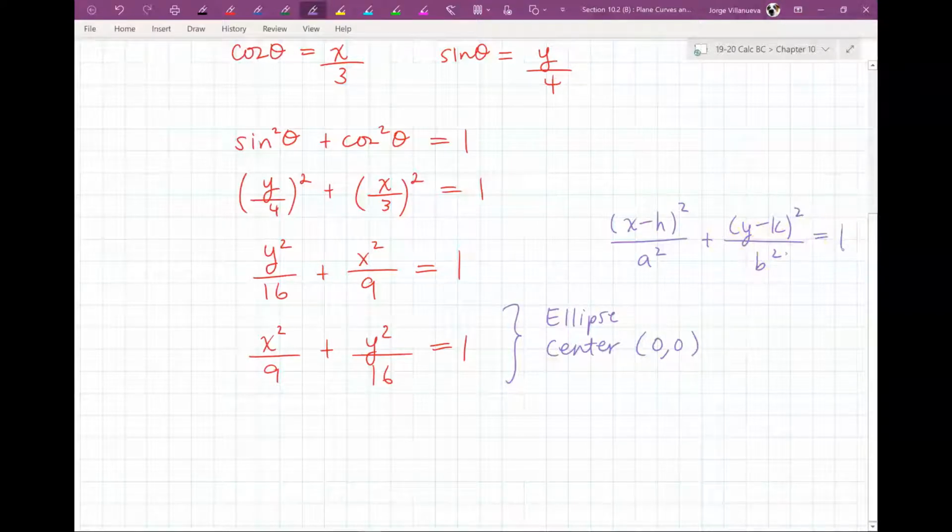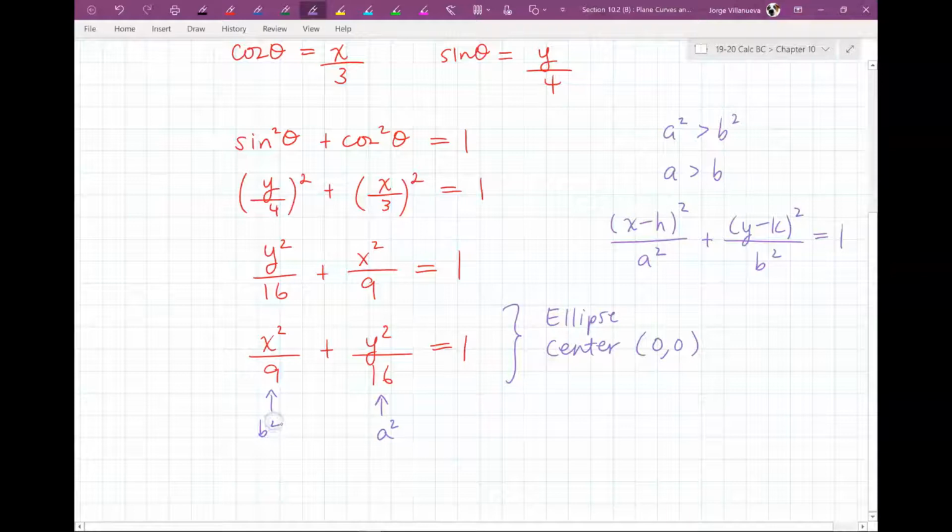But the one requirement was that the a squared and the b squared can switch, right? The a term is always supposed to be bigger than b. Now notice in my equation, if I let a squared equal 9 and b squared equal 16, then a is not bigger than b. You guys have to recall this. A must be bigger than b, or you could say a squared has to be bigger than b squared. That means this is my a squared term, and this is my b squared term, which means that this ellipse happens to be longer vertically than horizontally.